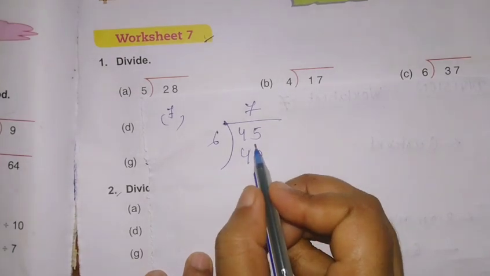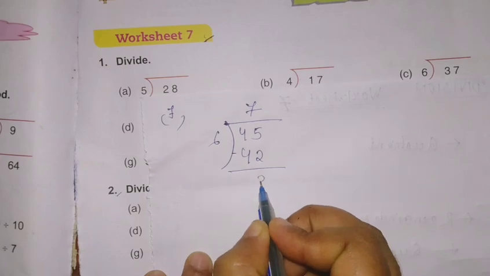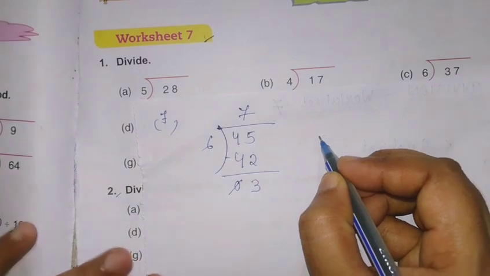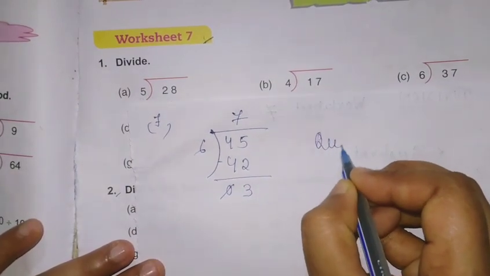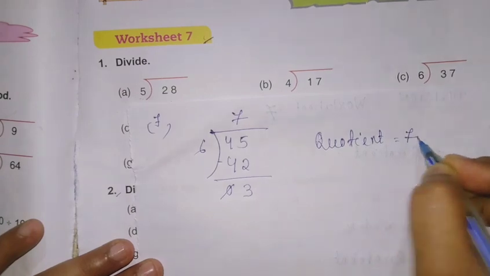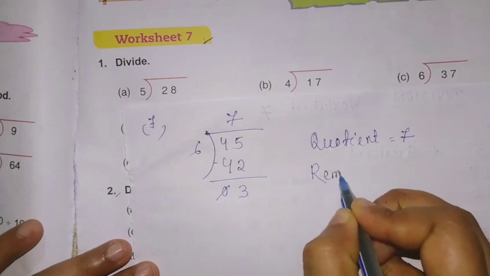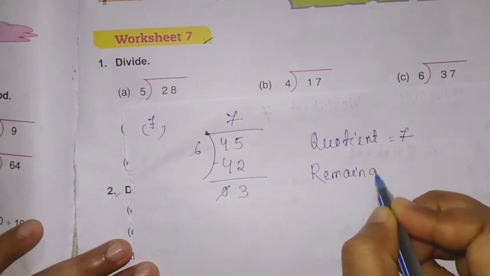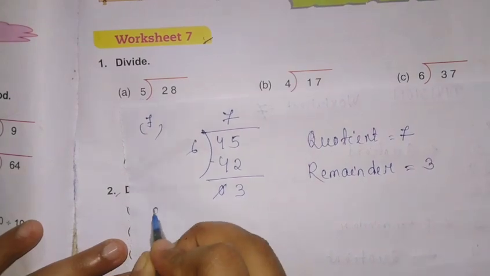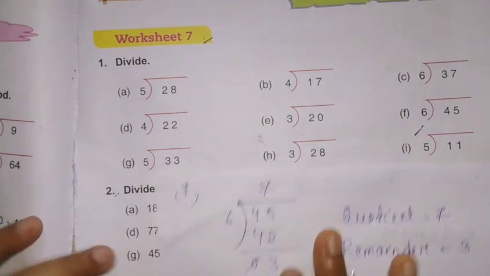Now subtract this product from the dividend. 5 minus 2 equal 3. Then 4 minus 4 equal 0. Here we get quotient equal 7 and remainder equal 3. Then another point G. 33 divided by 5.